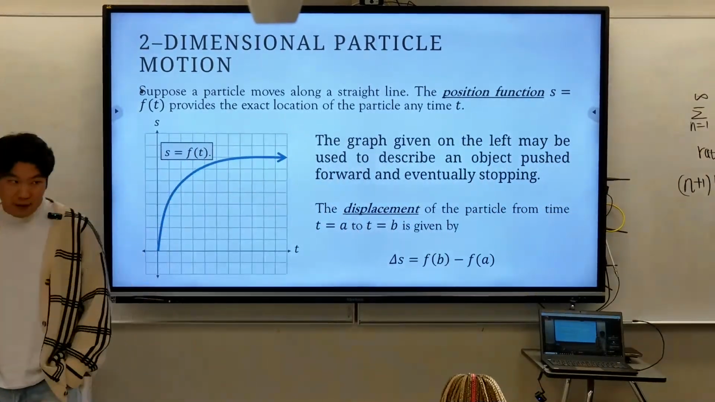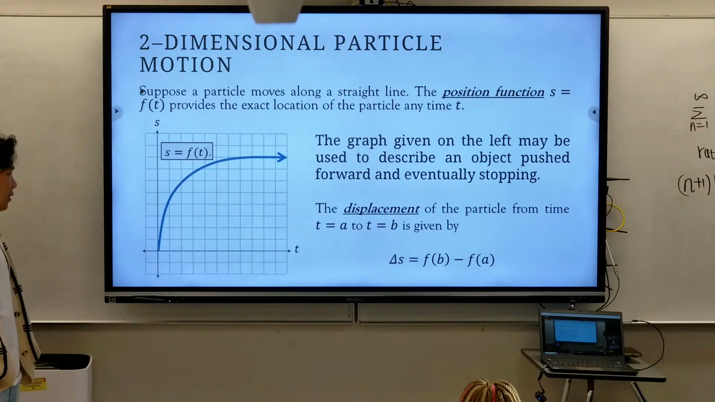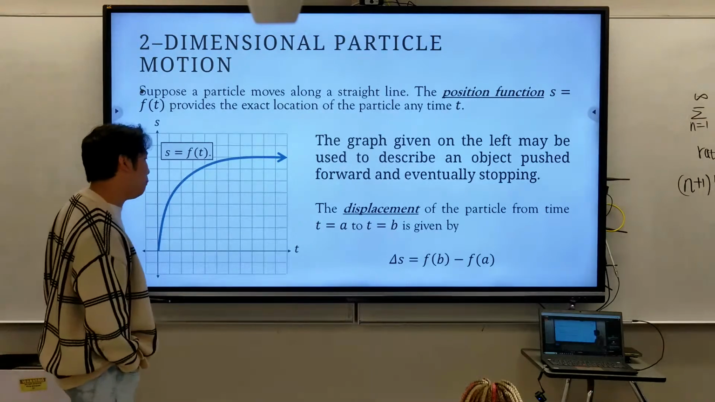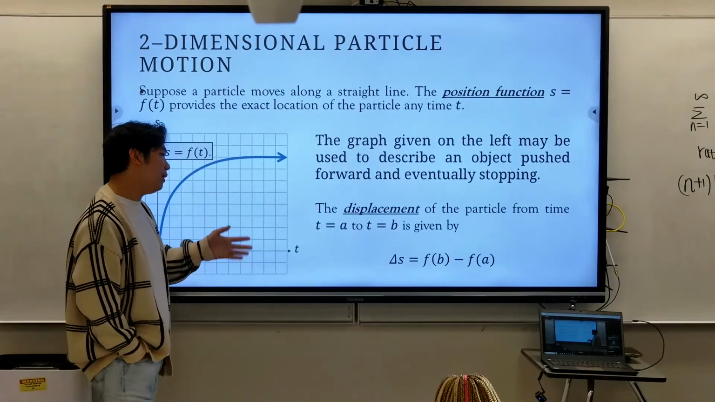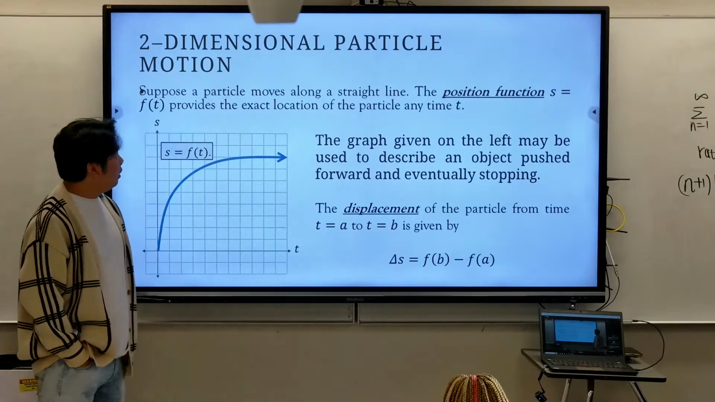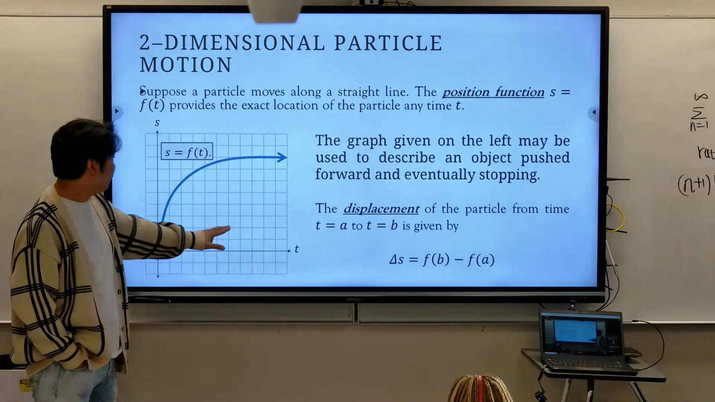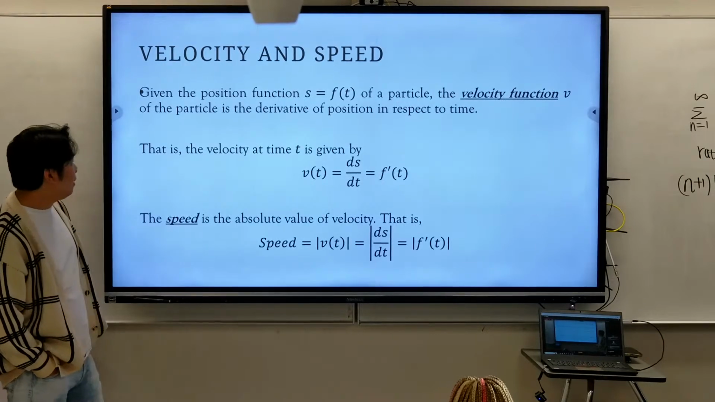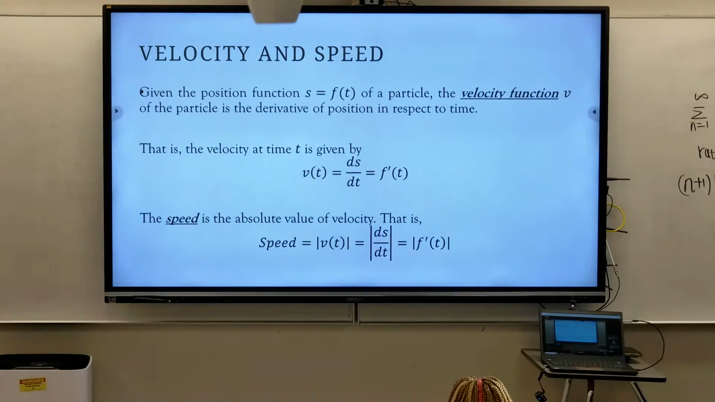All right, so I have displacement. And we are going to be introducing a lot of new notation today for all of these. We have S for position, and then we have this delta S for change in position, or you can say displacement or net change. All right, so now we can finally move on from here. Let's go ahead and talk about velocity and speed. How are they similar? How are they different?